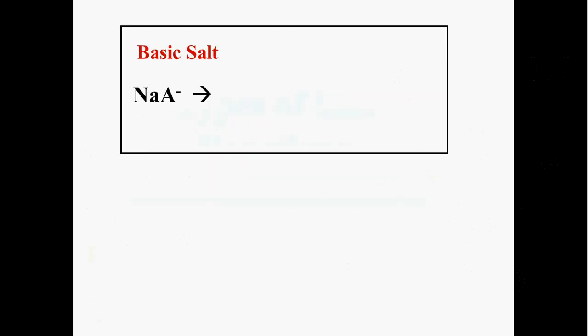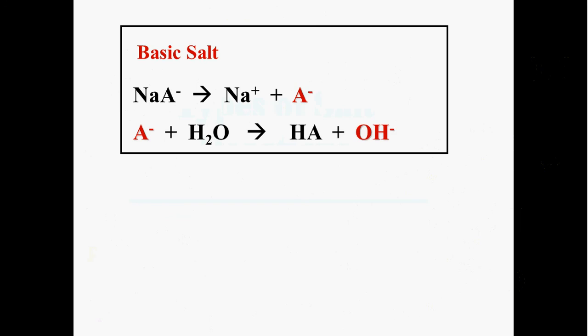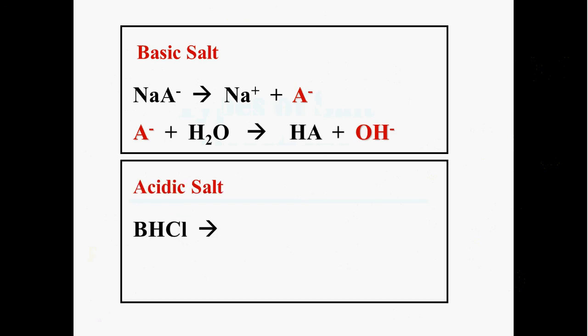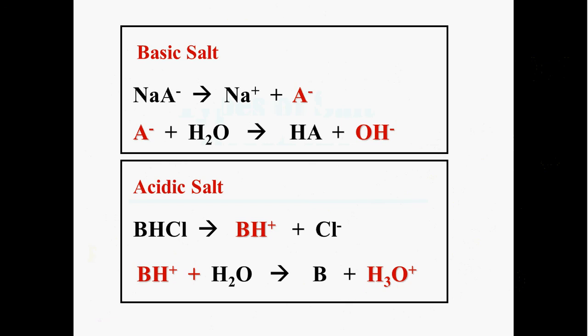Again, a quick review of the salt reactions. A basic salt has an anion that can continue to react with water like a base, forming the hydroxide ion. The acidic salt is going to form a cation that can continue to react with water to form the hydronium ion.